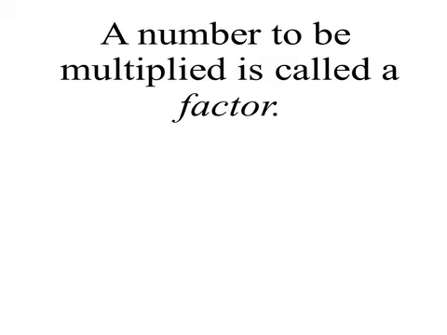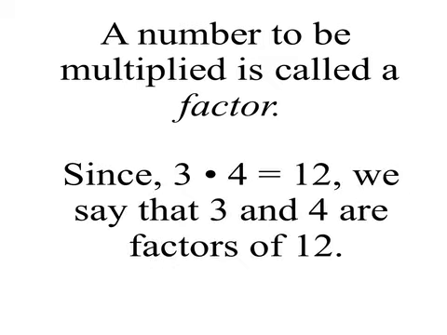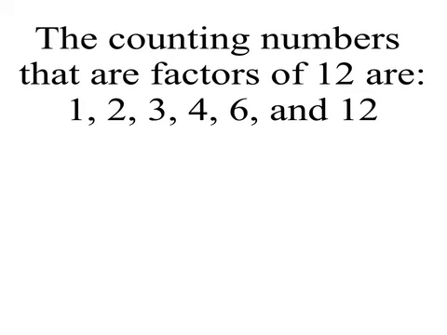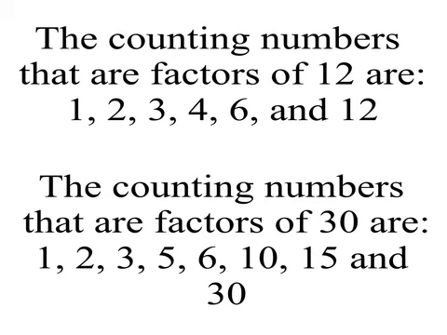And we'll start with factor. A number to be multiplied is called a factor. Since 3 times 4 is equal to 12, we say that 3 and 4 are factors of 12. The counting numbers that are factors of 12 are 1, 2, 3, 4, 6, and 12. The counting numbers that are factors of 30 are 1, 2, 3, 5, 6, 10, 15, and 30.